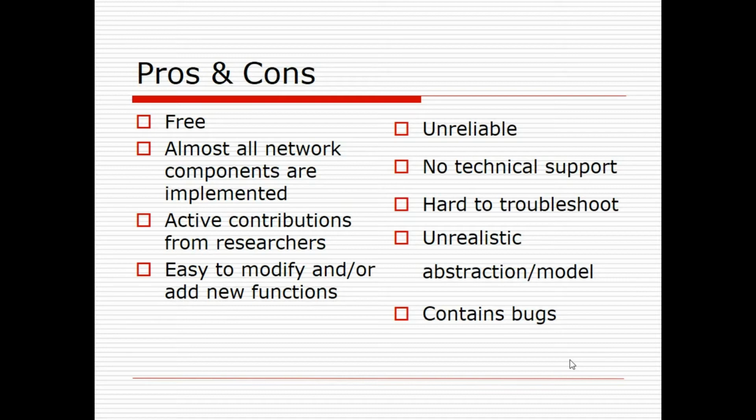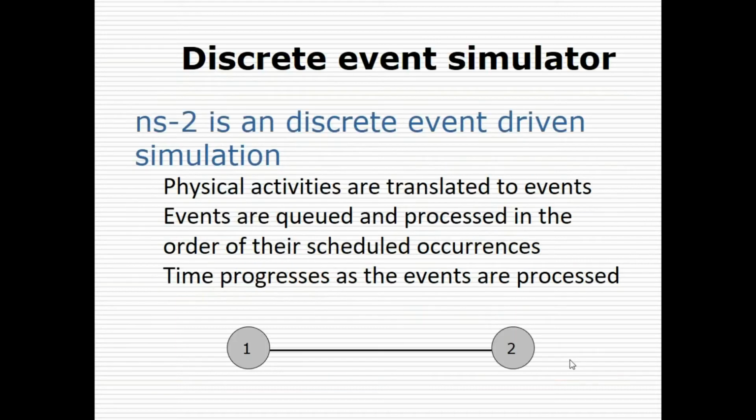Now the disadvantages. It is unreliable. Why? Because it still has some unstable code. There is no technical support. You are only dependent on some professionals and firms to get your problem solved. It is somewhat hard to troubleshoot. If there is some problem in the code, it is very hard to troubleshoot. It has some unrealistic and abstract models, and it contains bugs even till today. So even though it is contributed to by various contributors, it still contains some bugs. It is not even stable till today.